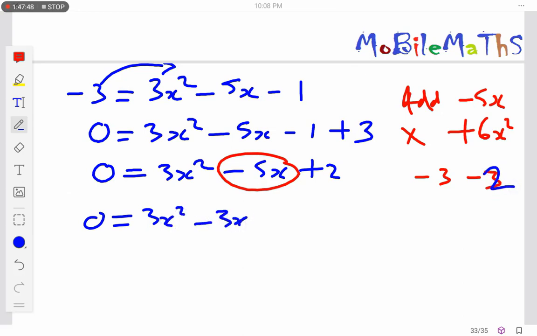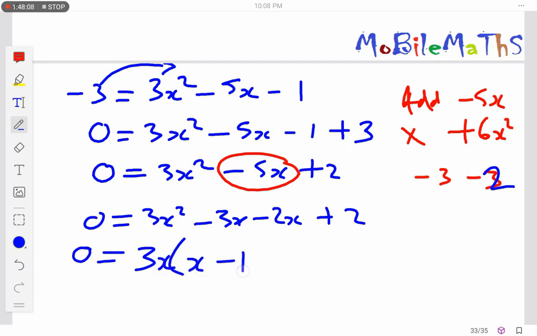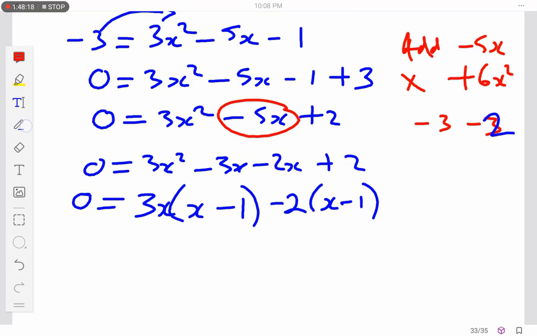This is a 2 here. Minus 2x and plus 2 like that. Okay. So this is going to be 0 is equal to, factor for this one, common factor is 3. And I have 3x. This is a 3x. I remain with x minus 1. Then for this part here, I've got minus 2. Then I remain with x minus 1 like that. Okay. So it means the factors that I have are going to be 3x minus 2 and x minus 1.